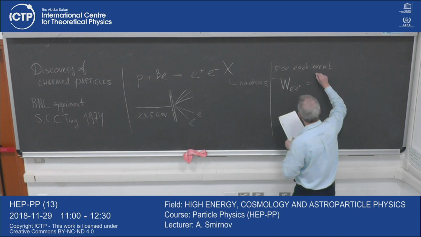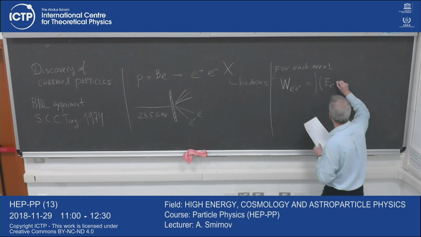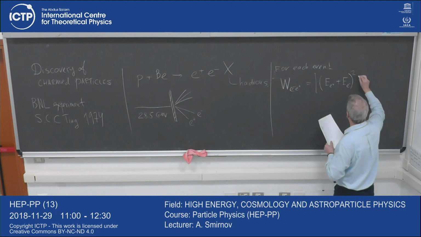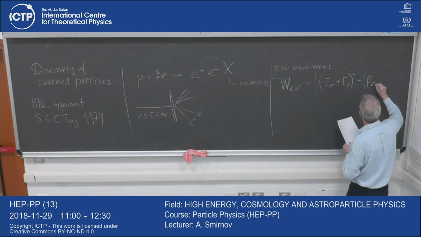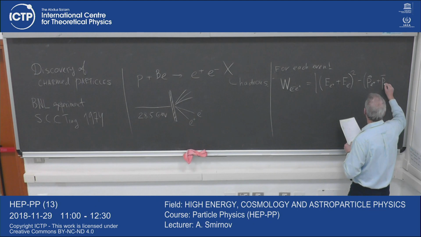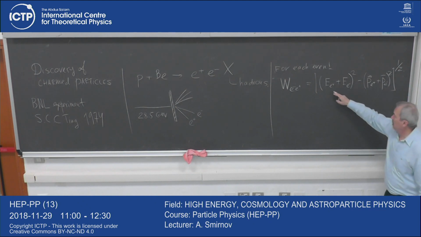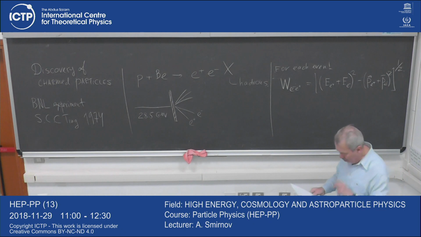So let me write this explicitly, but I will not do it many times because we will discuss it differently. You need to measure energy of positron, sum with energy of electron, square, minus the momentum of positron plus momentum of electron, square, and then take the square root. So for each event, you need to measure energy of positron, energy of electron, momentum of positron, momentum of electron, compute this invariant mass squared, and then take the square root. So you get this W.